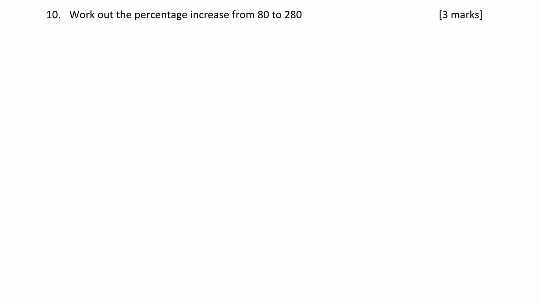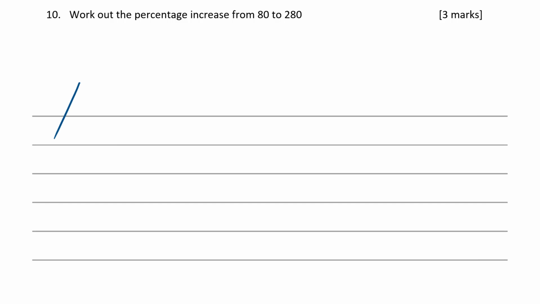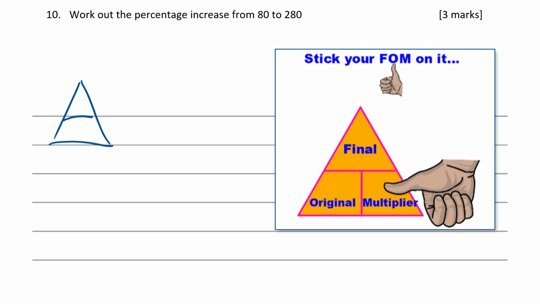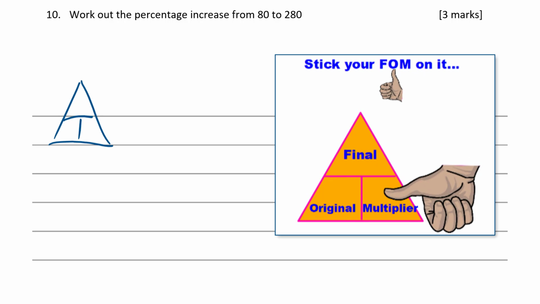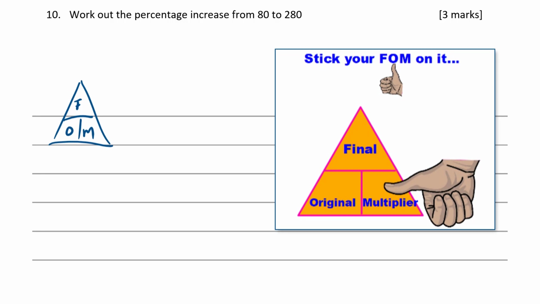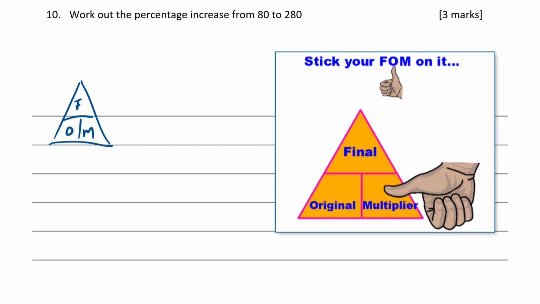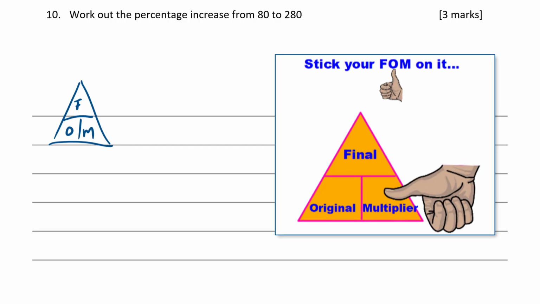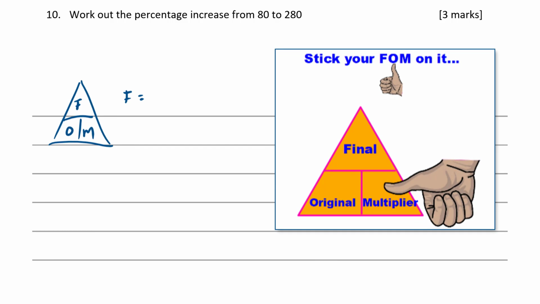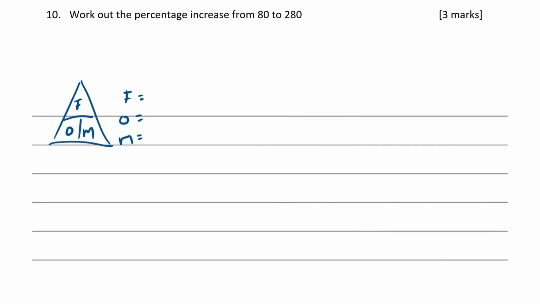Question 10. Work out the percentage increase from 80 to 280. Okay, so with my percentage questions, if you're a regular viewer, you'll know that I use a triangle, a bit like the DST triangle we used earlier, but this time I've got final, original, and multiplier that goes inside it. FOM, stick your thumb on it. What I do is cover up the thing that I want to find and use the other values to work out my answer. So what is the final, original, and multiplier here? Now, I want to work out the percentage increase, so I actually want to find the multiplier, that's the unknown.